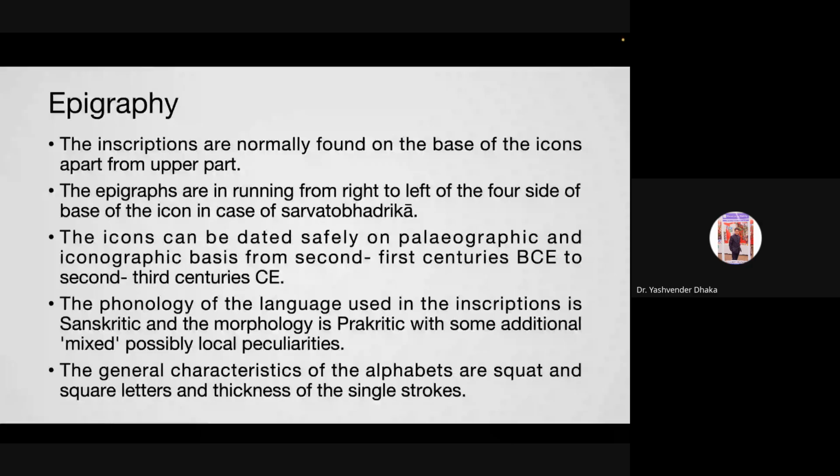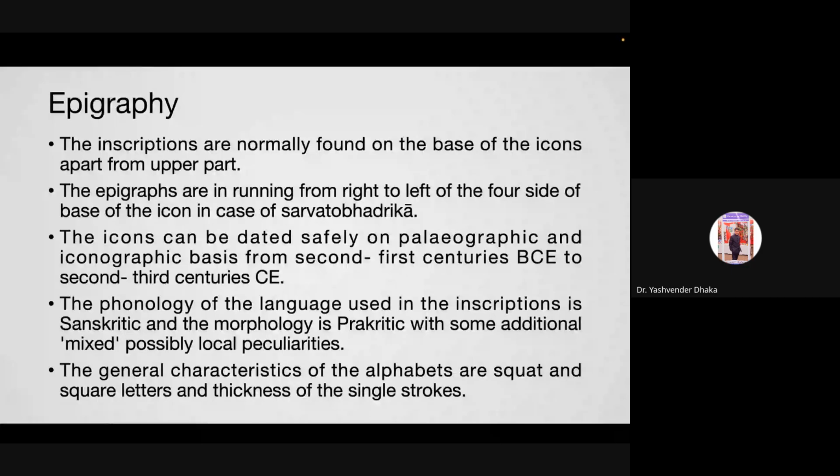As we have seen in the previous two lectures, the epigraphs run from right to left on the four sides of the base of the icon in the case of a Sarvato Bhadrika Pratima, which is a unique Pratima depicting four Jina Arhats in four directions. The icons can be dated safely on paleographic and iconographic basis from the 2nd century BCE to the 3rd century CE. So this is our time period of 500 years.